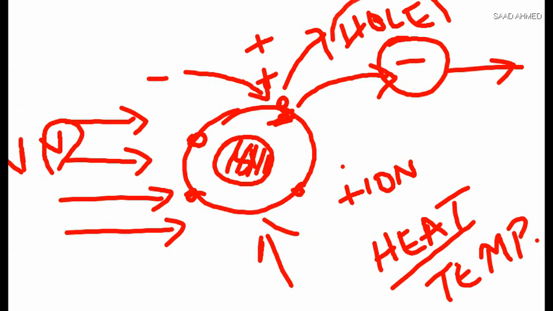So we have two terms here, as I discussed earlier: electron and hole. Electrons are negative charge carriers, and this hole created by the absence or moving away of this electron is called a hole, and it is positively charged.